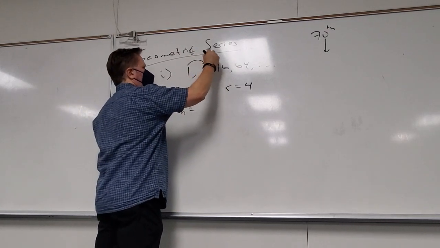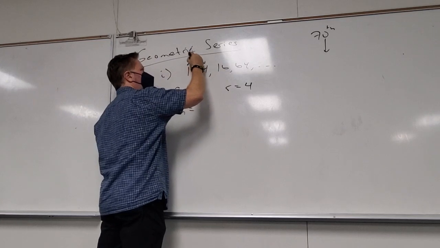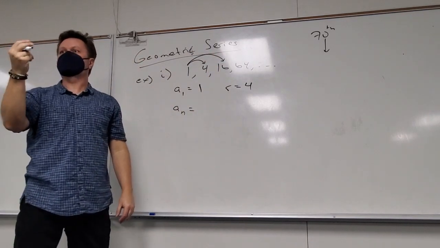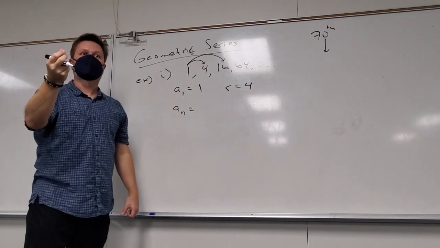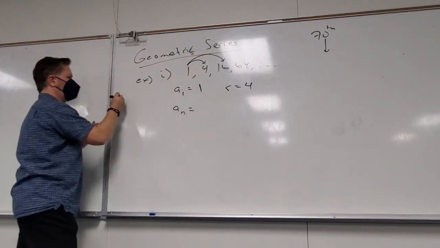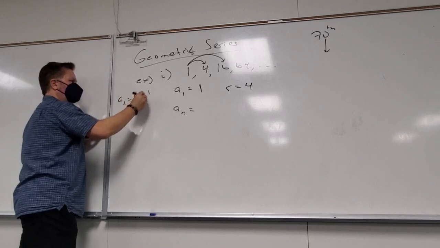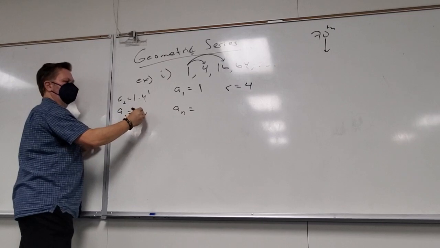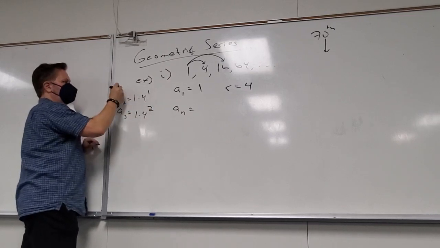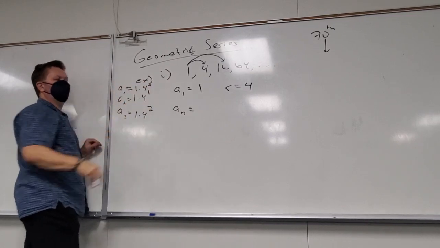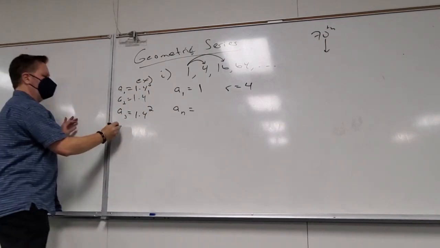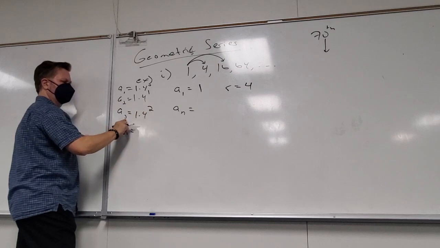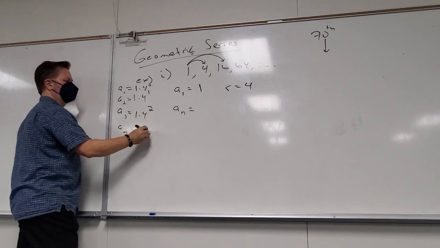How do I get from this term to that term? Multiply by 4. So how do I get from this term to that term? Multiply by 4 twice. So multiply by 4 squared, right? So to get to the second term, I multiply by 4 to the 1. To get to the third term, I multiply by 4 squared. To get to the first term, I just don't multiply by any 4s. So what's the nth term then? 4 to the n? Not quite. Yes: 1 times 4 to the n minus 1.